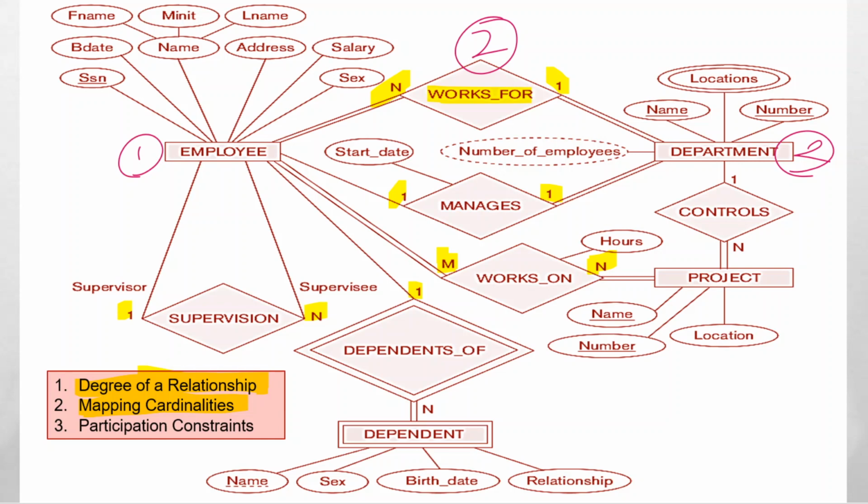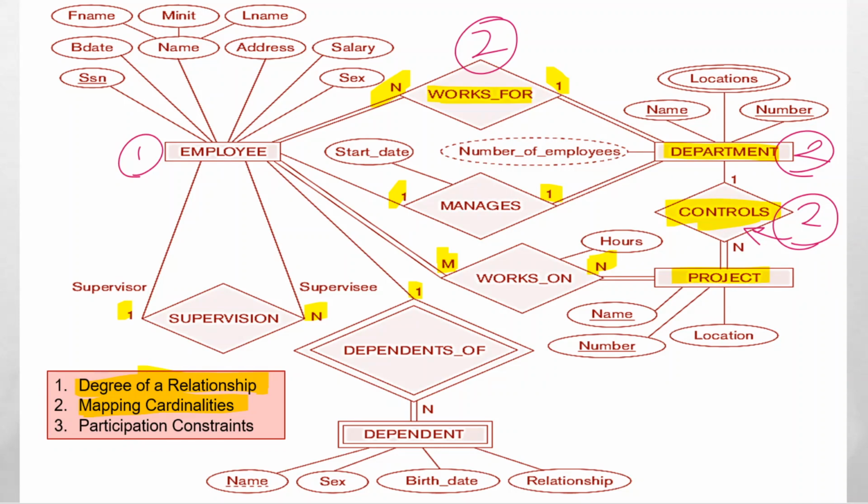And in this ER diagram we have all the relationships with degree 2, because all the relationships are linking two entities with each other. For example, here the department controls project. So the department is one entity and the project is another entity, and both entities are related through the controls relationship. So the degree of controls is also 2, because it is linking two entities together, department and project.